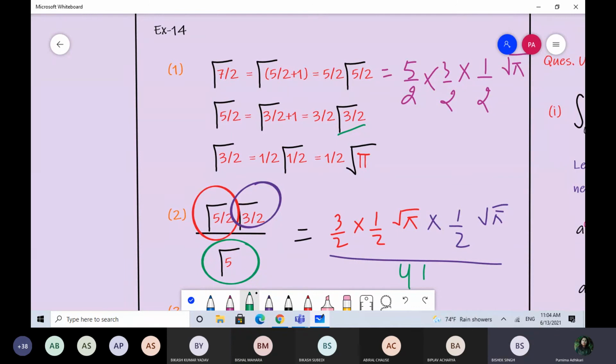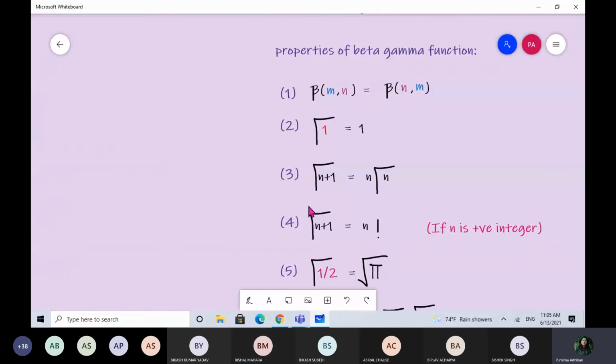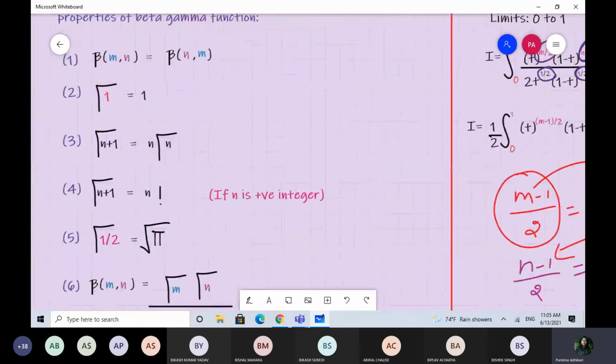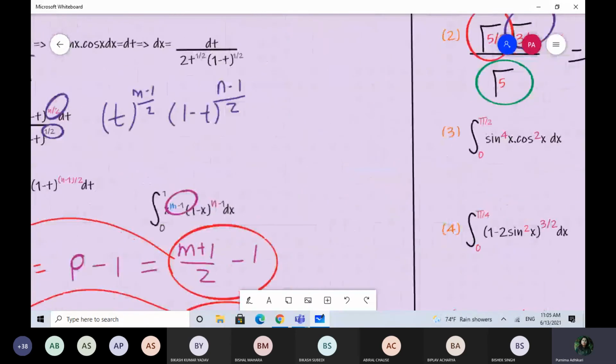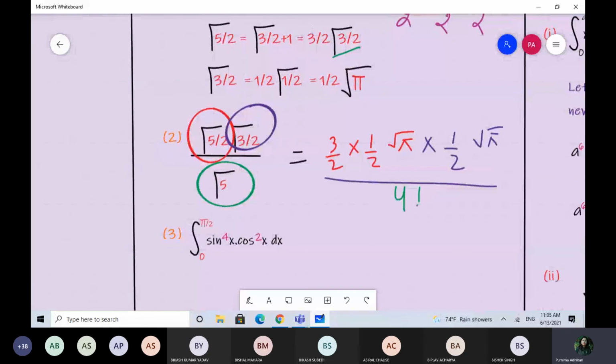4 factorial. Using which property? Using property number 4. And property number 4. So we have got this. Okay, now just simplify. It's a matter of using a calculator only.